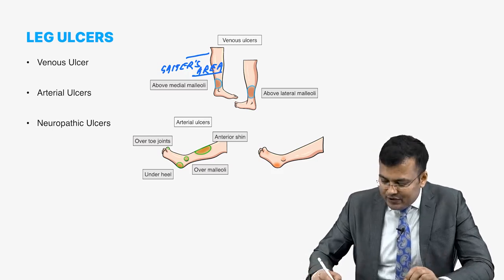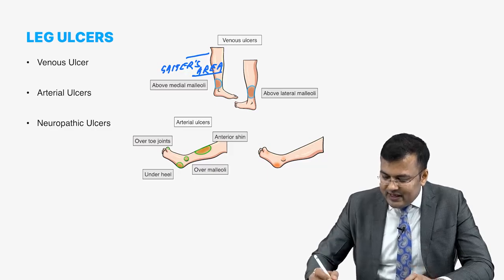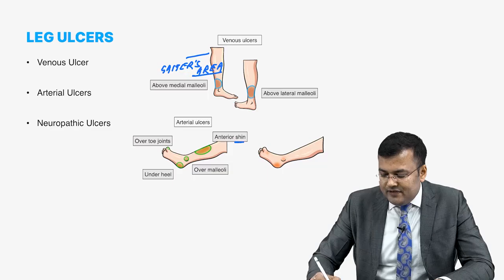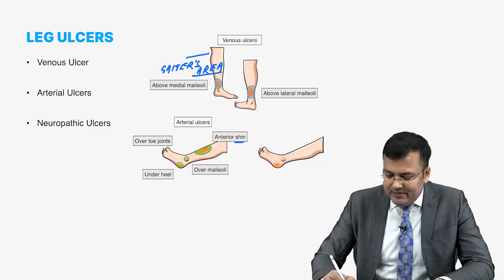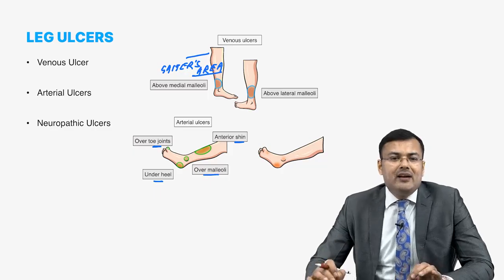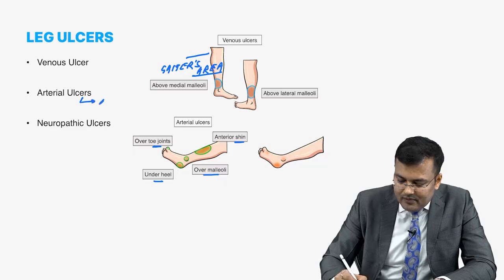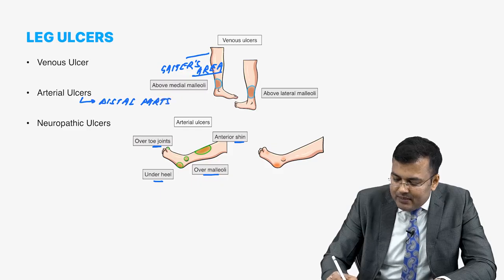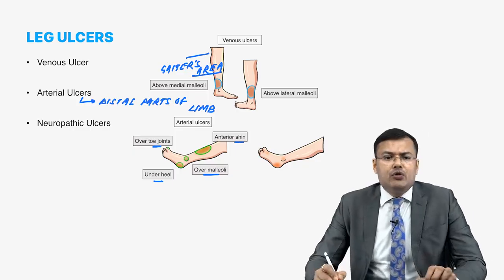So what are the typical locations? You can see the typical locations. It can be seen over the shin of the tibia, anterior shin. It can be seen over toe joints, under the heel, over the malleolus. So mainly in the distal part. Why? Because distal parts of limbs. Why? Because the cause is arterial occlusion.